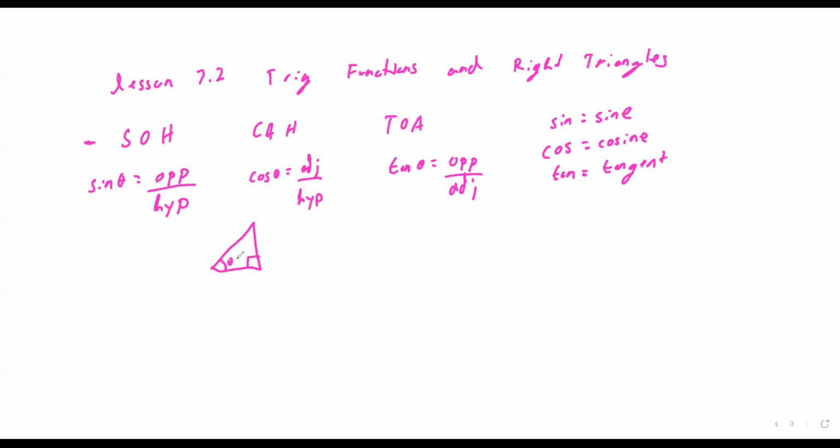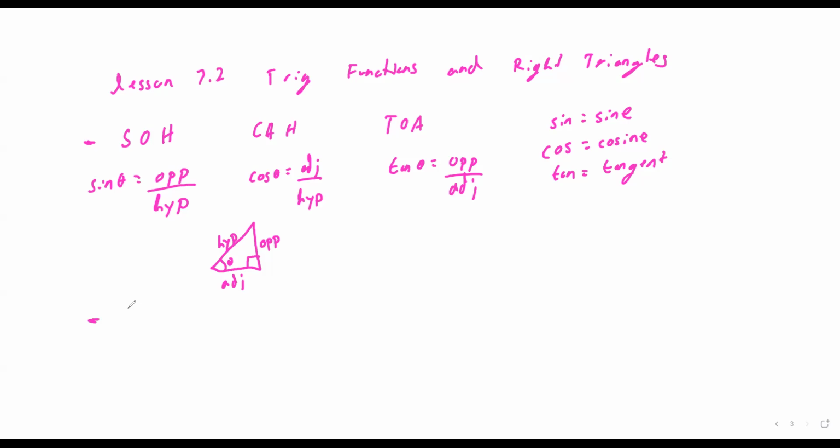But wherever your theta is, the side that's opposite of that theta is your opposite side. The side that's opposite of 90, or what we call the hypotenuse side, is your hypotenuse. The last side, which is next to the angle that's not the hypotenuse, is called your adjacent. So when given information, you can just plug it into these ratios to find out what these trig functions are.